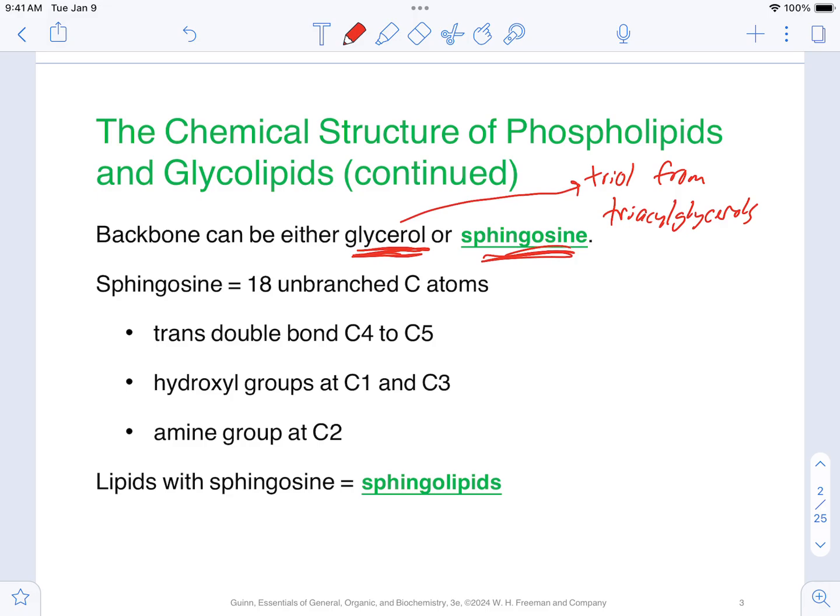Your sphingosine backbone is a straight chain of 18 carbon atoms. So that's a pretty good indication: if you have 18 unbranched carbon atoms, that's your sphingosine backbone. It also has a trans carbon-to-carbon double bond, a hydroxyl group, and an amine group. I think it really helps to look for that amine group. It's going to be a nitrogen and then maybe an H2 attached to it. If these lipids have sphingosines, they are called sphingolipids.